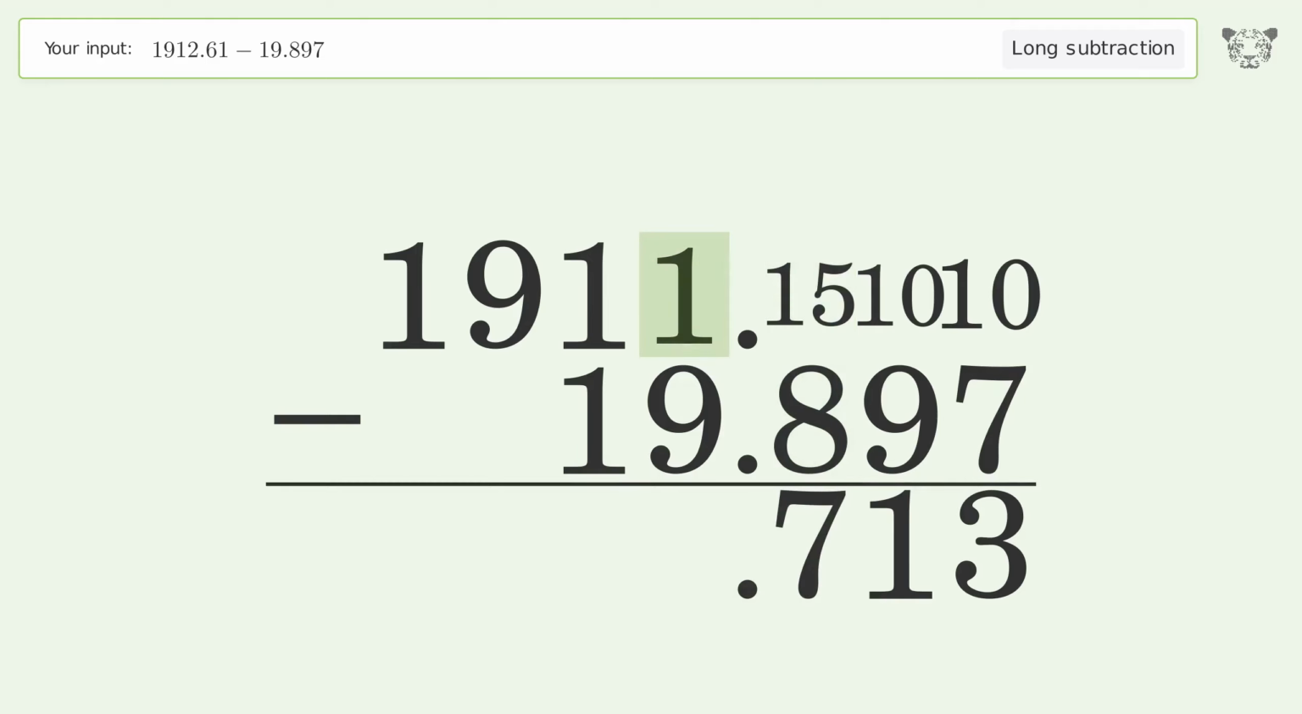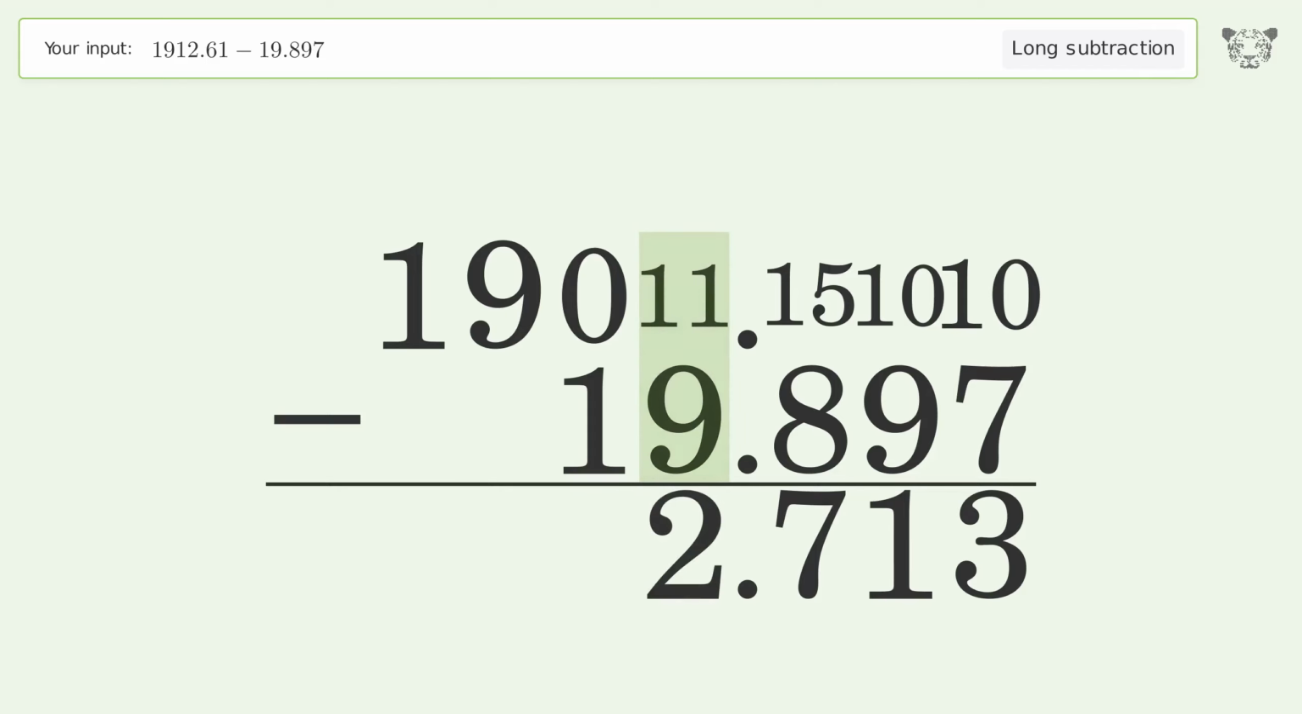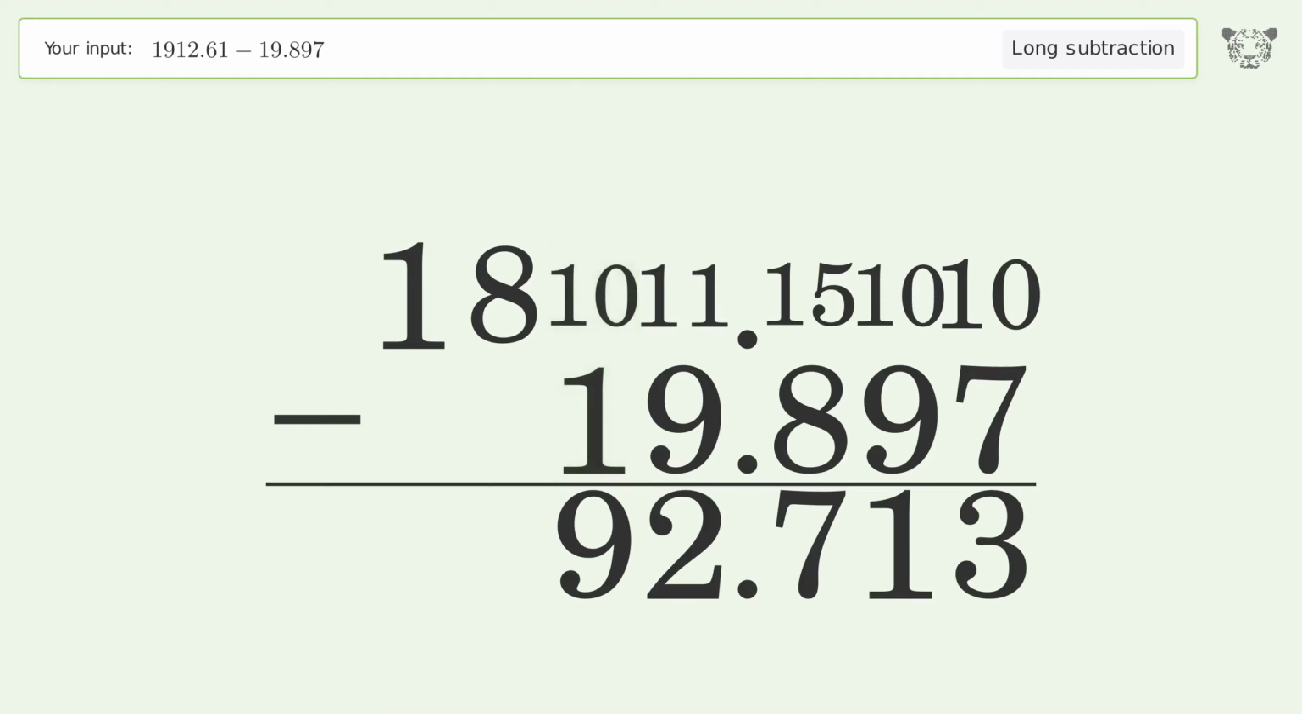Because the upper digit, 1, in the ones column is too small to get a positive difference, borrow 1 from the digit, 1, in the next number place which becomes 0, and get 11. 11 minus 9 equals 2. Because the upper digit, 0, in the tens column is too small to get a positive difference, borrow 1 from the digit, 9, in the next number place which becomes 8, and get 10. 10 minus 1 equals 9.